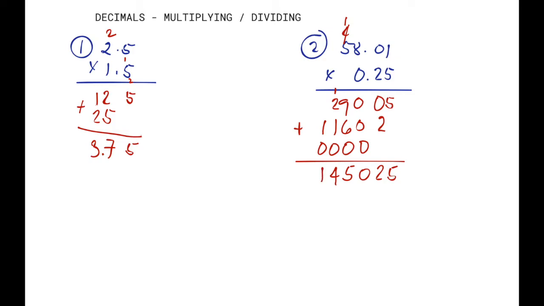So again, we are going to count how many digits are there after the decimal point of our multiplicand and multiplier. So this is a 1, 2, 3, 4. So we are going to count from right to left, and that is 1, 2, 3, 4. So our decimal point is after 14. So now our answer to 58.01 times 0.25 is 14.5025.